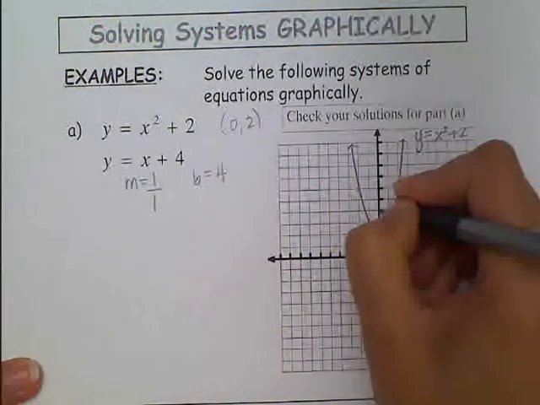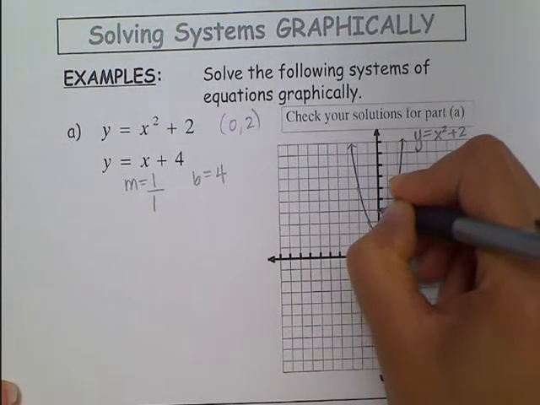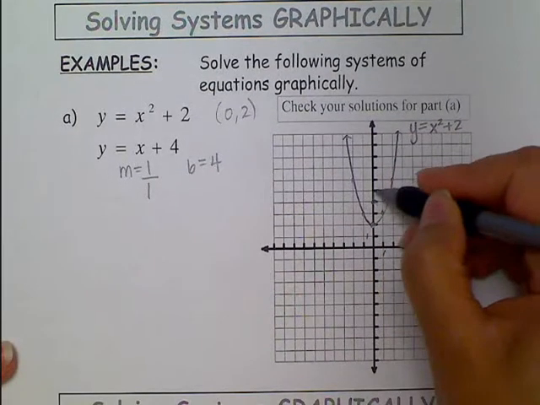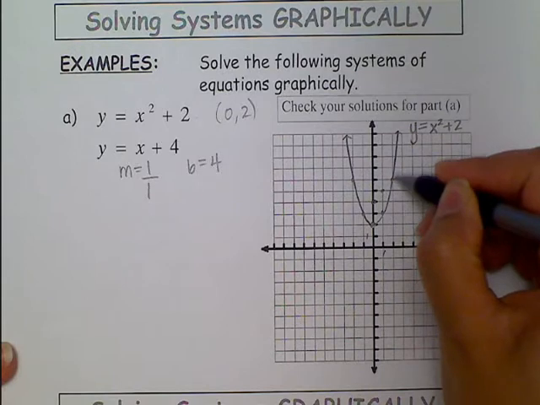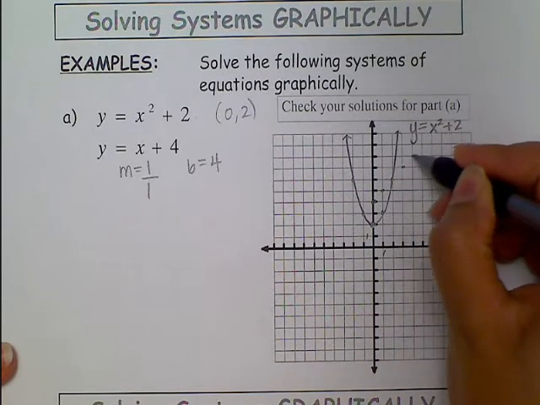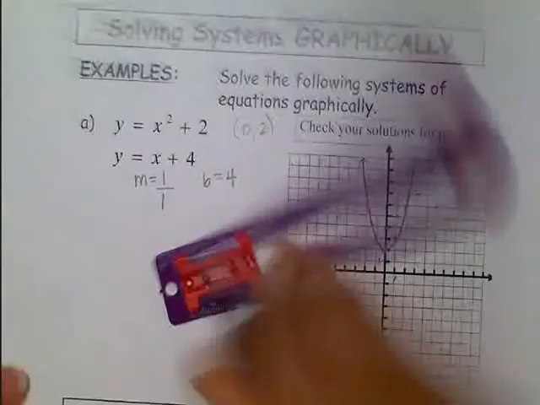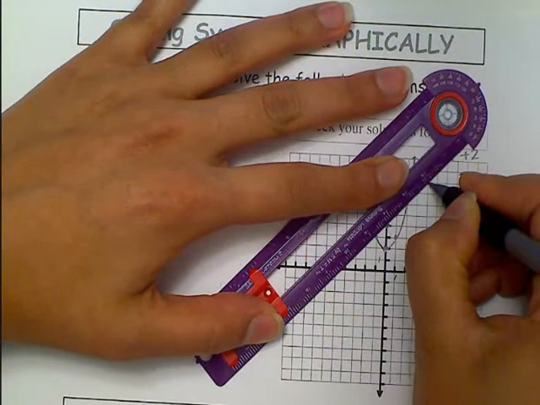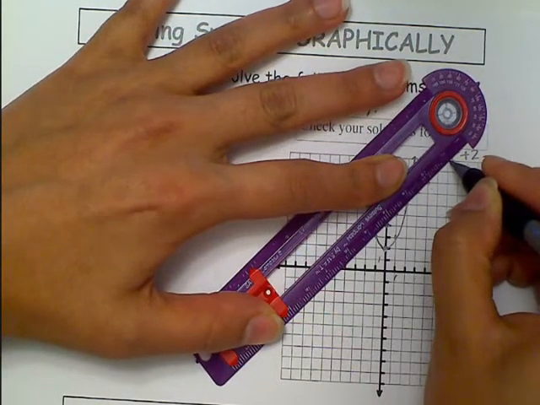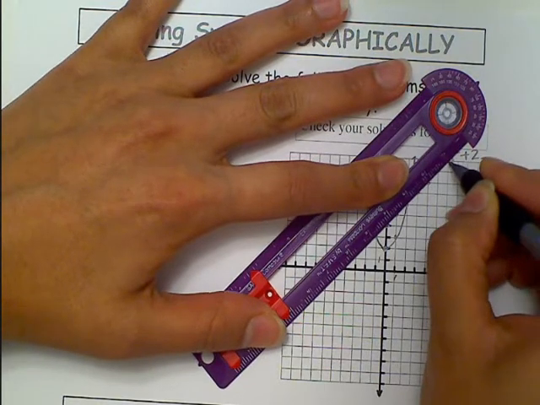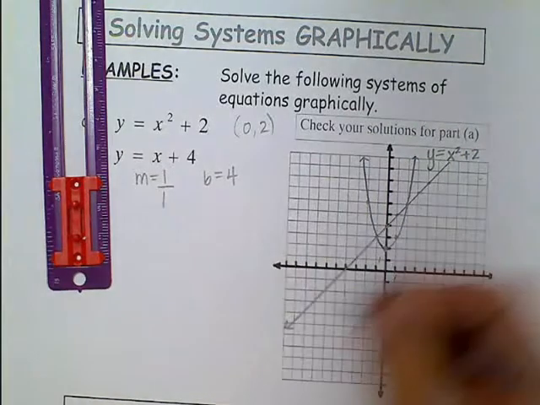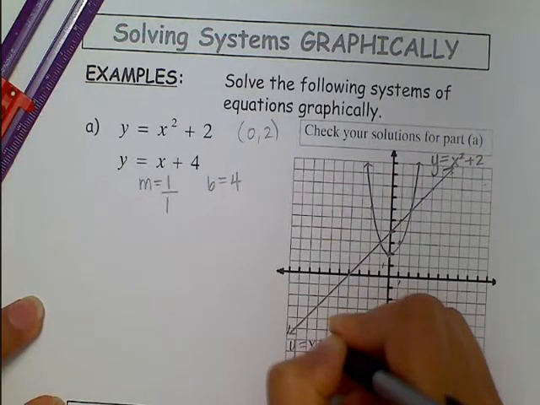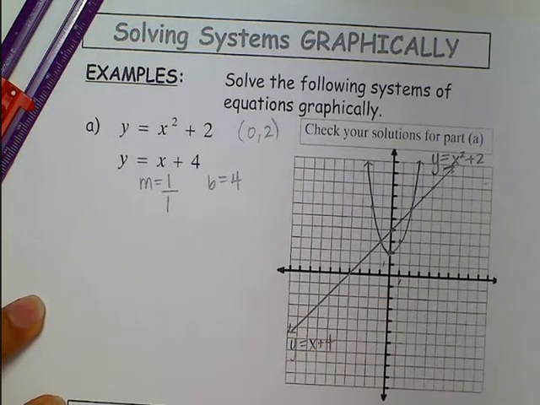So I'll start by plotting the y-intercept at 4. And then I'm going to use the slope to help me plot a few more points. Okay, so I'm going to rise 1, run 1, rise, run, rise, run, rise, run. And I'm going to draw a line. And you want to try to draw the line accurately since you are looking for points of intersection. And again, don't forget to label it. So this is y equals x plus 4.